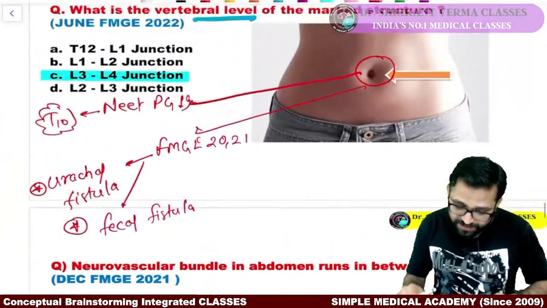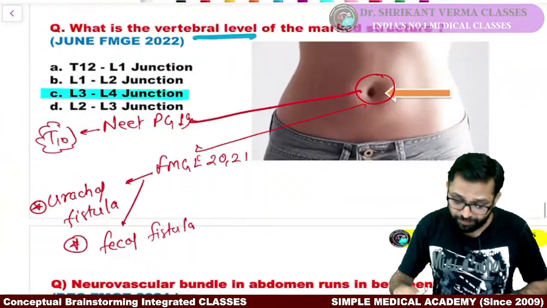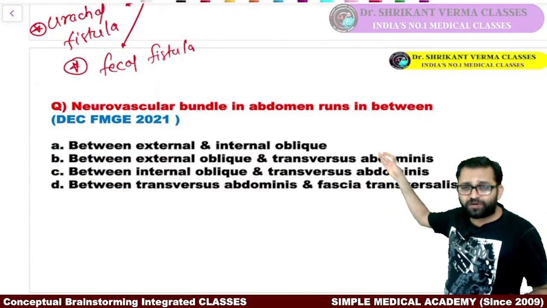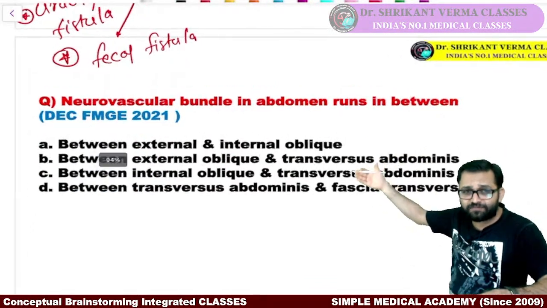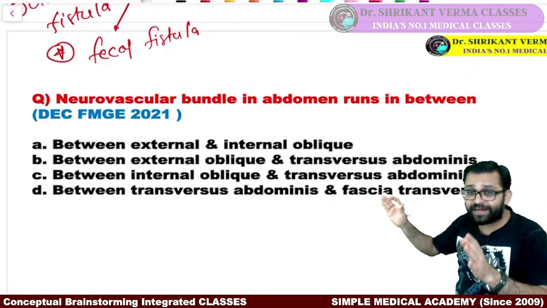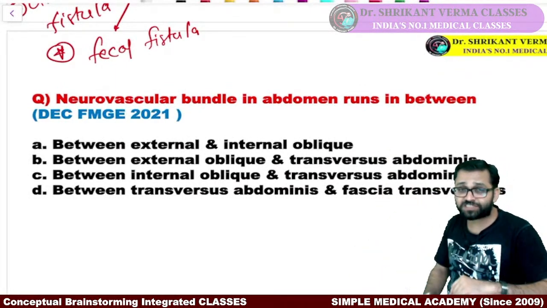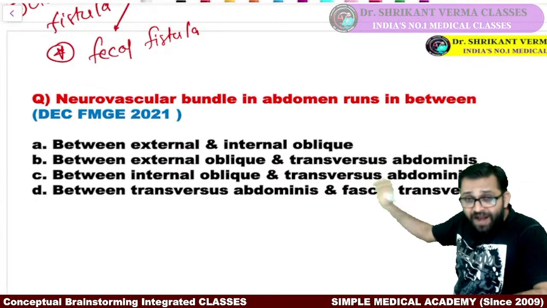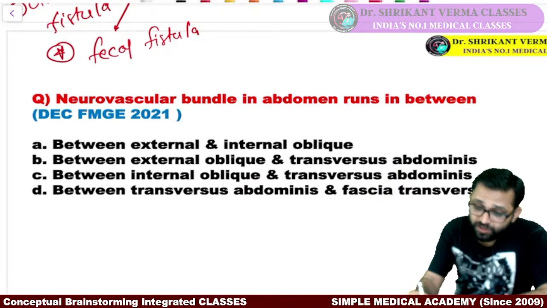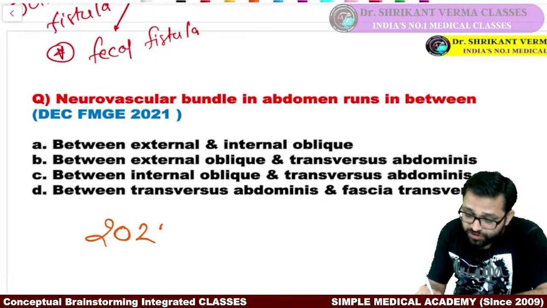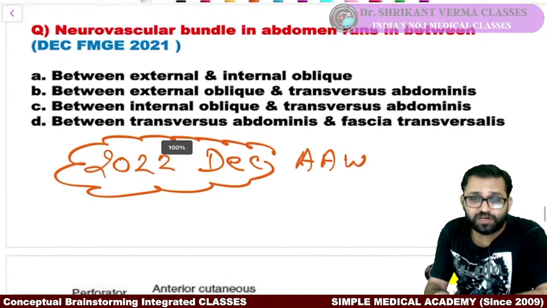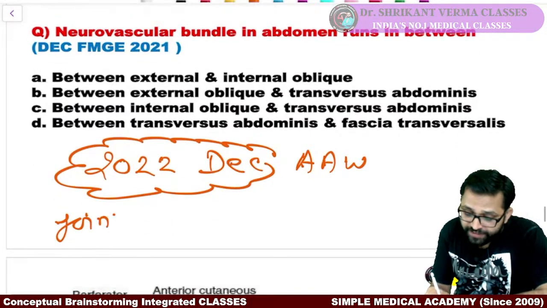See here, so the answer is... Agree, everyone? Umbilicus is an important topic. See here, anterior abdominal wall question. Neurovascular bundle in the abdomen runs between... FMG 2021. I want to highlight, this is the discussion and analysis session. This is the pattern which is going to come in your FMG 2022 December. What topic am I highlighting? Anterior abdominal wall.